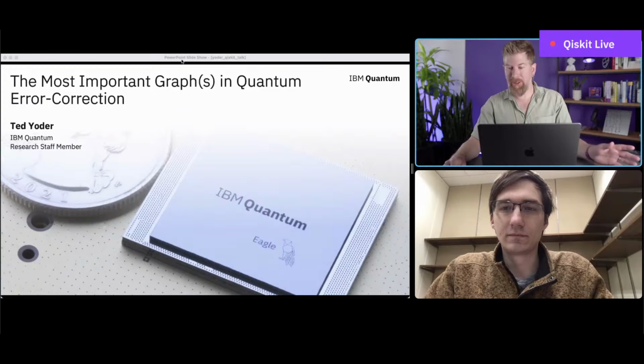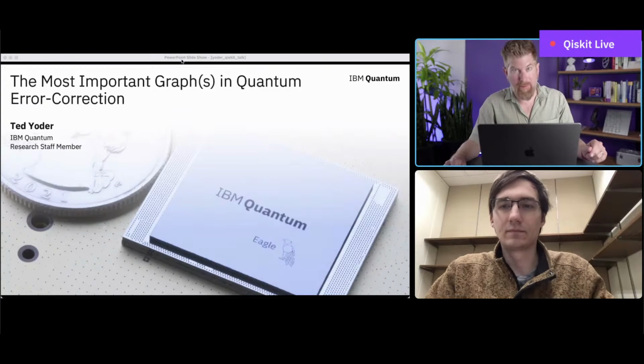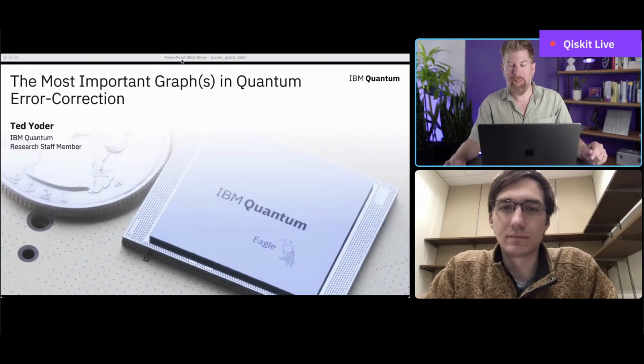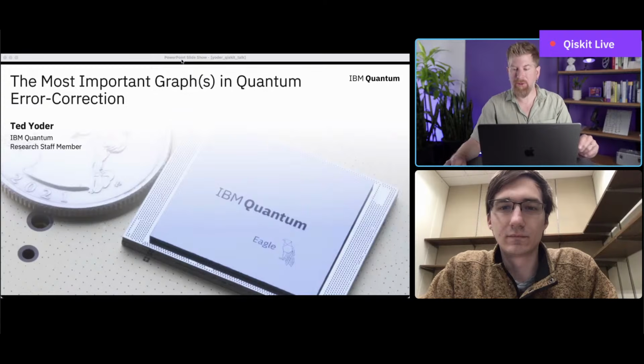Theodore J. Yoder received his PhD from the Massachusetts Institute of Technology in 2018 and has been a research staff member with the quantum computing group at IBM's T.J. Watson Research Center in Yorktown Heights since then. His interests include quantum algorithms and quantum error correction, with a focus on novel error correcting codes and architectural considerations for practical usage.